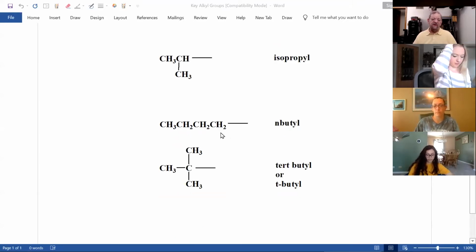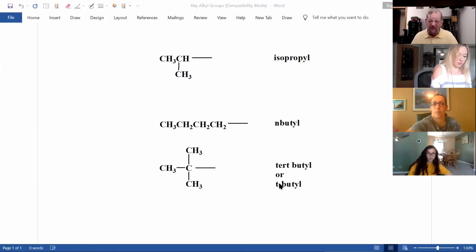When it's four carbons, when it's to the N of a four carbon alkyl group, it's called N-butyl. And three carbons connect to the center carbon attached to a ring or a long chain. It's called tert-butyl, but Dr. White is going to be a lazy organic chemist, which we are, and we usually call it T-butyl. On a test, you can do either one.